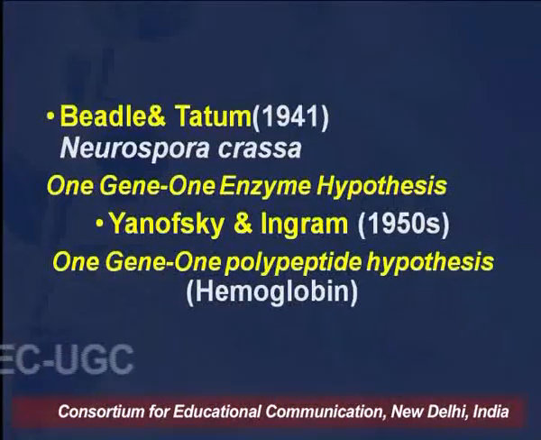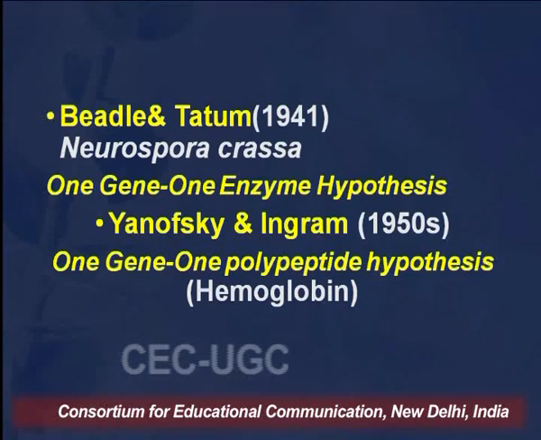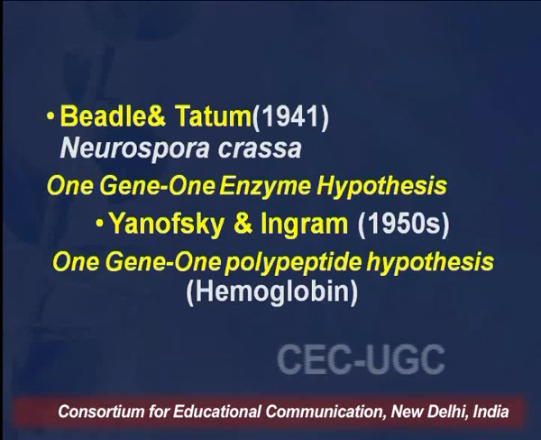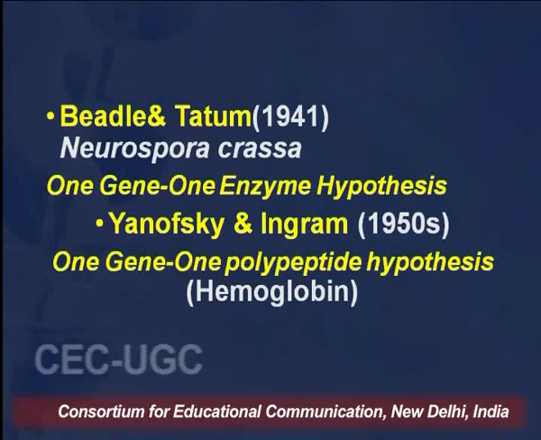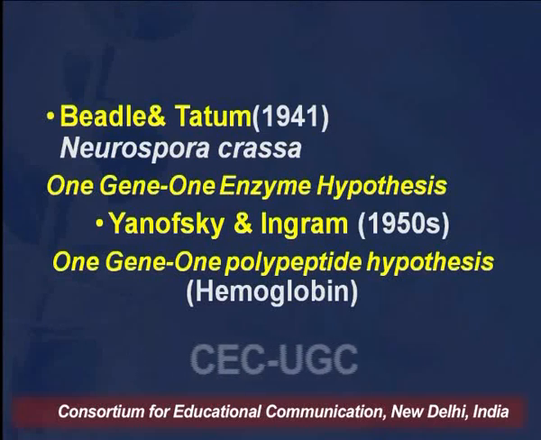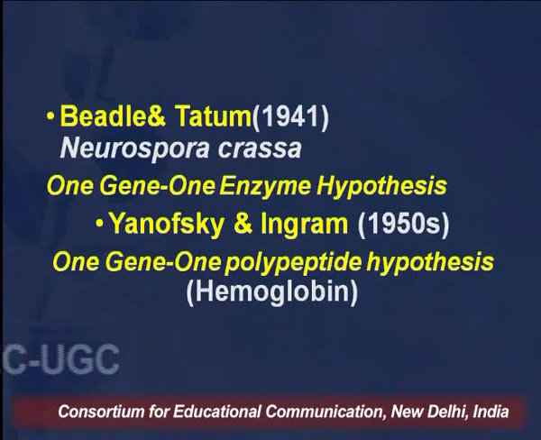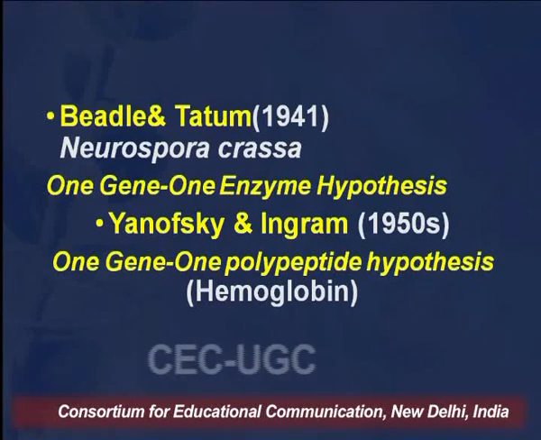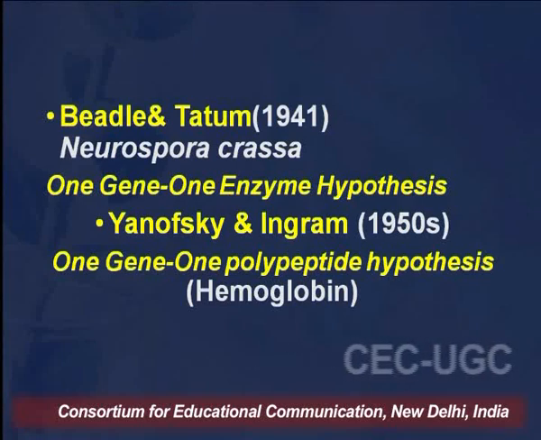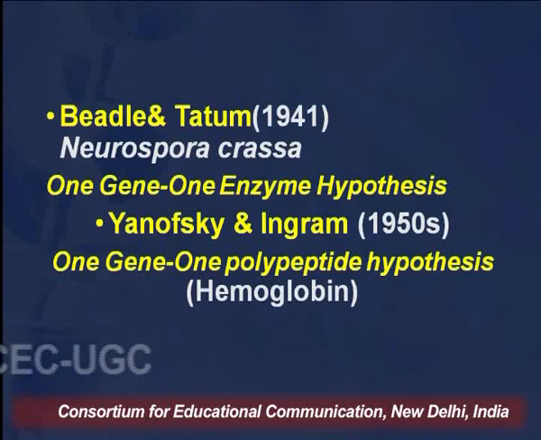In 1941, two scientists, Beadle and Tatum, working on Neurospora crassa, found that one gene was responsible for controlling the synthesis of one enzyme, and this gave birth to the one gene, one enzyme hypothesis. Still, it was felt that the gene was indivisible, and the accent was on what it was really controlling.